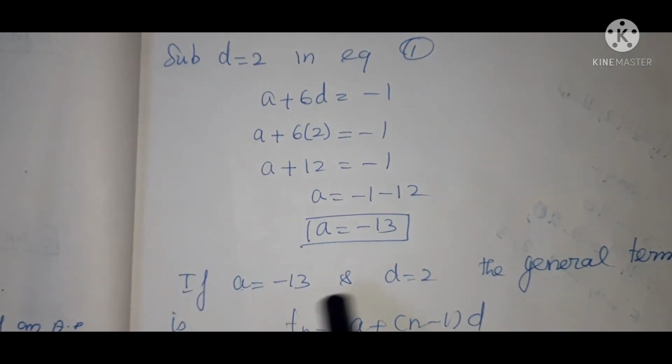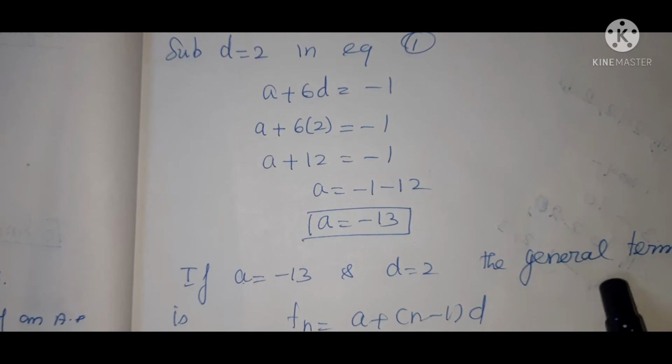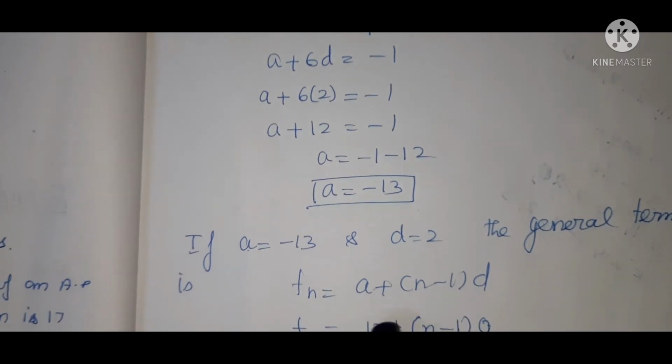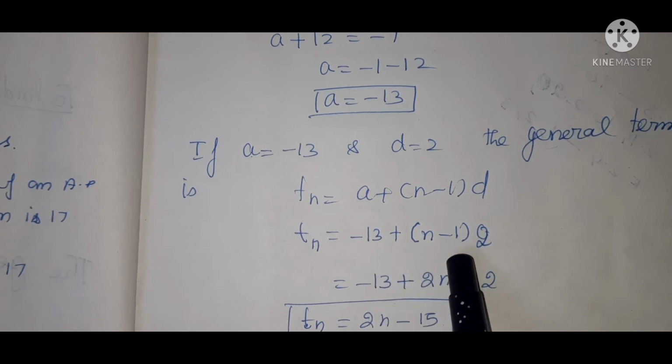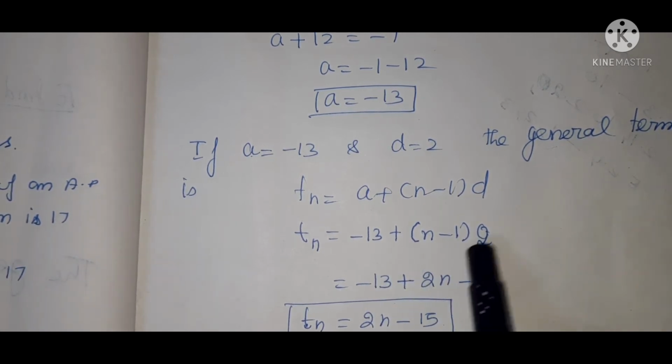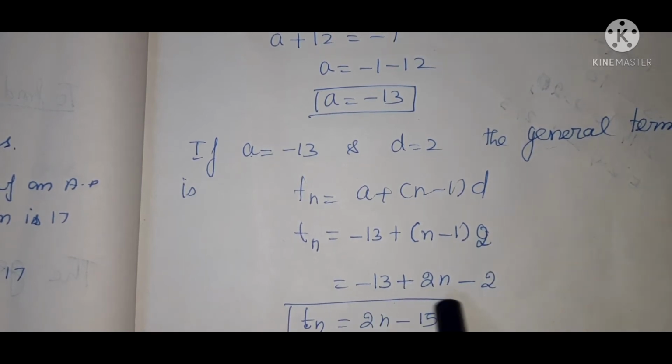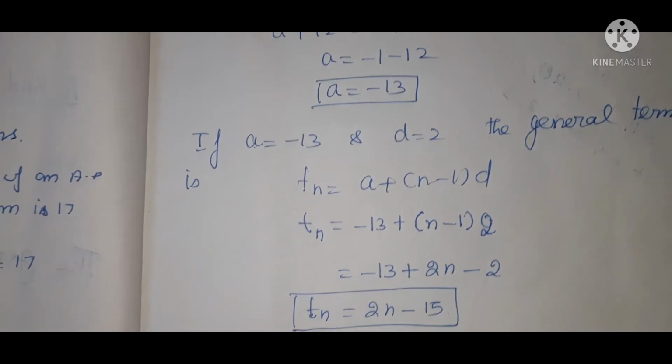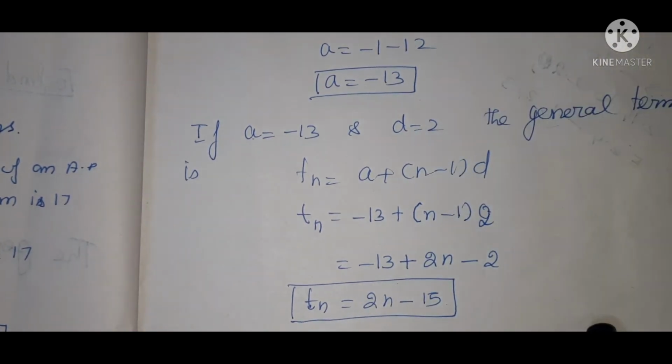If a is minus 13 and d is 2, the general term is Tn is equal to a plus (n minus 1) into d. Tn is equal to minus 13 plus (n minus 1) into 2. 2 into n is 2n, 2 into minus 1 is minus 2. Minus 13 plus 2n minus 2. Minus 13 minus 2 is minus 15. Tn is 2n minus 15.